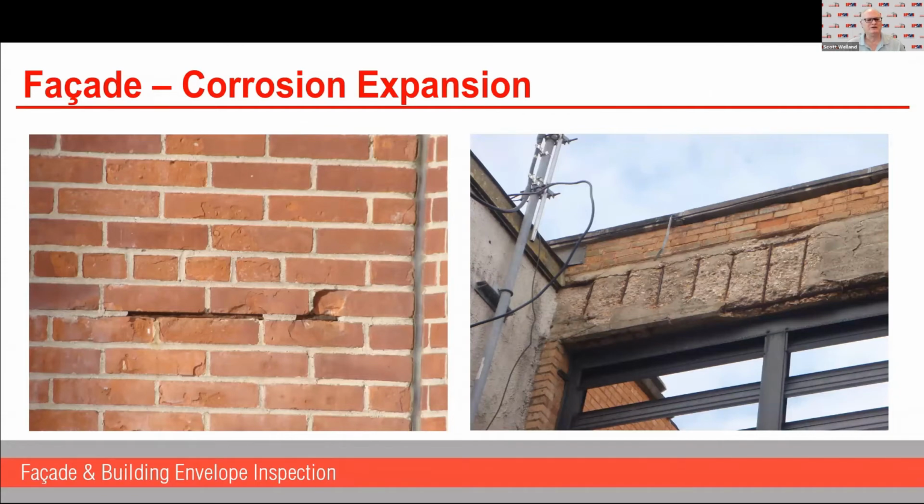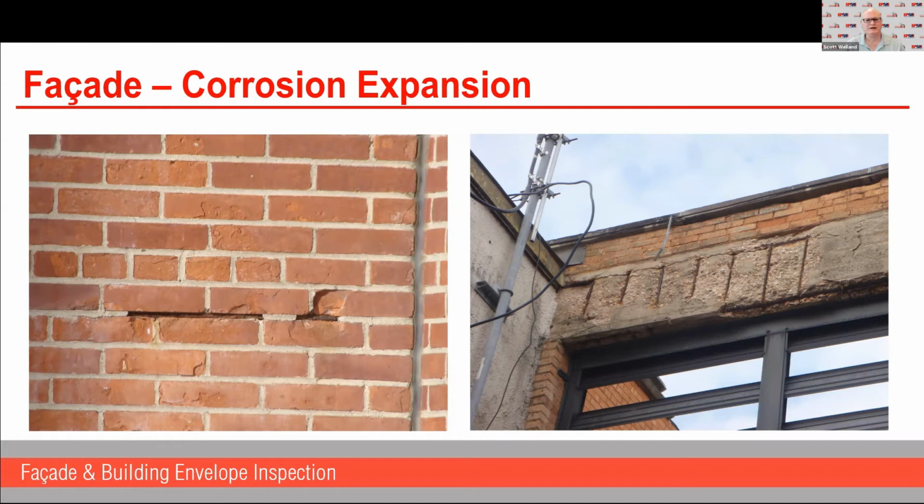And so in this case here, the expanding rusting shelf angle not only broke out the mortar between the joint here, but you see it broke out a piece of the face brick there as well.